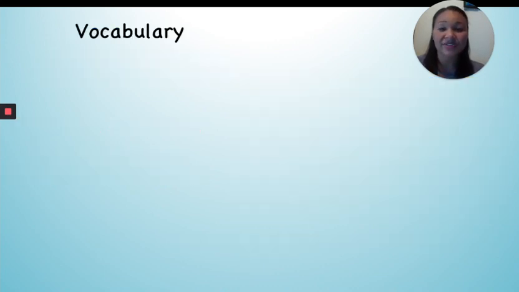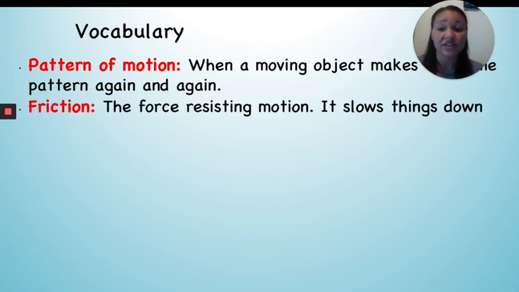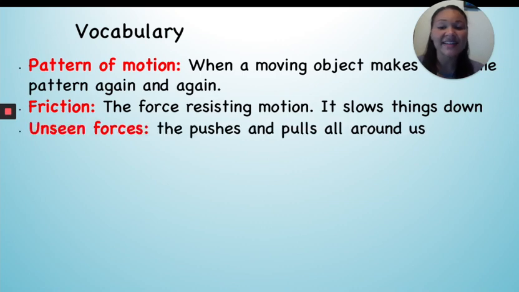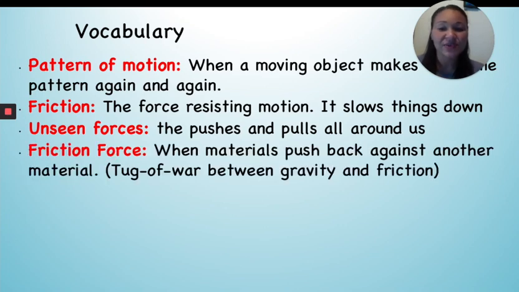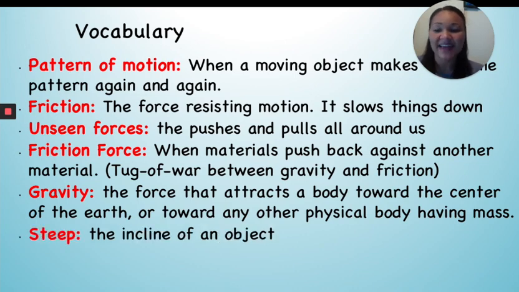Some vocabulary that you need to know are patterns of motion, when a moving object makes the same pattern again and again. Friction, the force resisting motion, it slows things down. Unseen forces, the pushes and pulls all around us. Friction force, when materials push back against another material. That's the tug of war between gravity and friction. Gravity, the force that attracts a body toward the center of the earth or toward any other physical body having mass. Steep, that's the incline of an object.